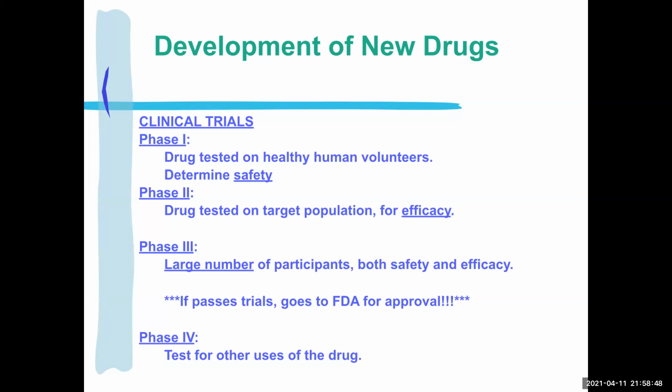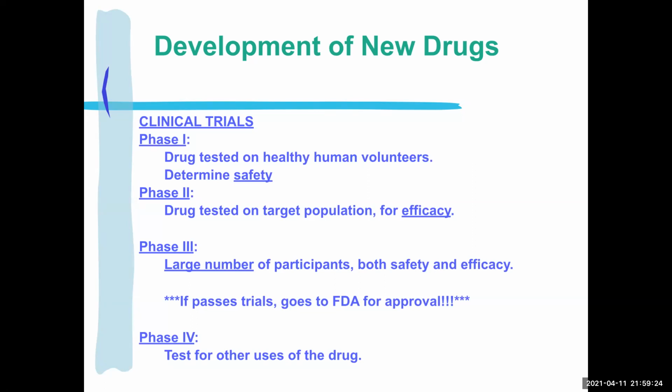So if it works and it's safe, then you scale up to phase three, which has a large number. Like with COVID, the vaccine trials had 40,000 participants, a huge number statistically, if you think about it. You're looking for both safety and efficacy. You're kind of rolling it out now. You're doing a third run of testing. It's all the same testing, but you're looking at the data really carefully. And if it passes the trial, it goes to the FDA for approval. And then it can be dispensed by doctors or nurse practitioners or naturopaths, anybody who prescribes medicines.